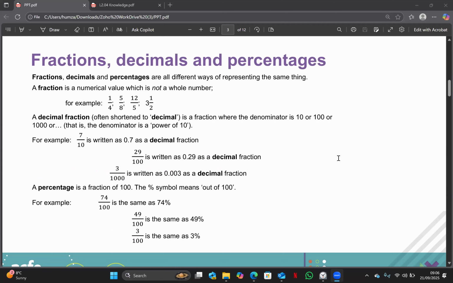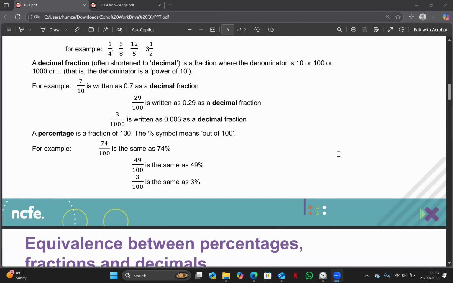A decimal fraction, often shortened to decimal, is a fraction where the denominator is 10 or 100 or 1,000, or the denominator is a power of 10. For example, 7/10 is written as 0.7 as a decimal fraction. 29/100 is written as 0.29 as a decimal fraction. 3/1,000 is written as 0.003 as a decimal fraction.